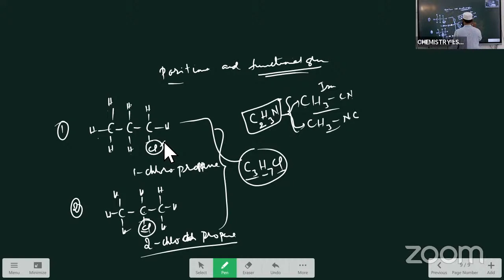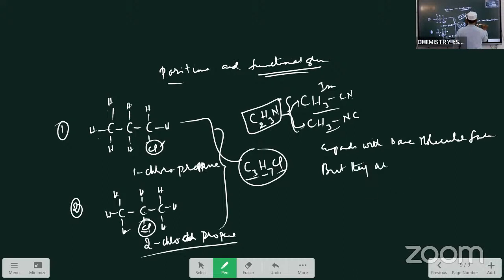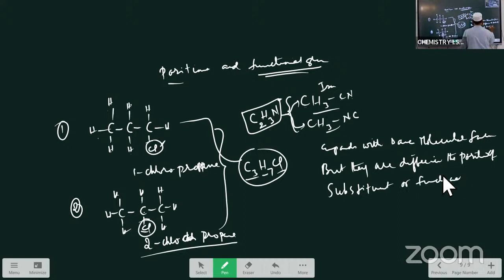So what is position isomerism? You have to write it like this: compounds with the same molecular formula but different in the position of substituent or functional group. If substituent and functional group positions differ, that is called what? Position isomerism.